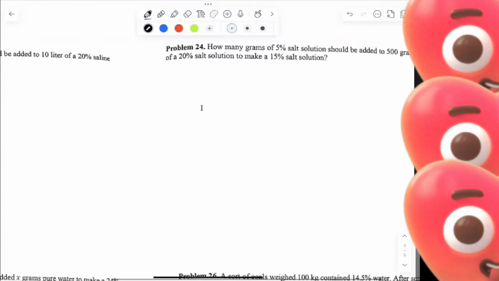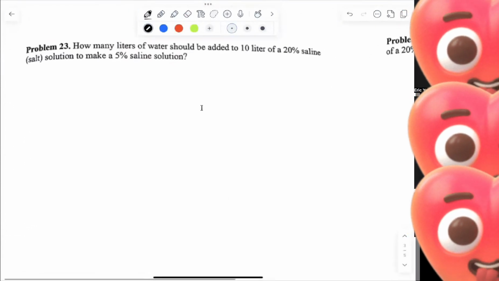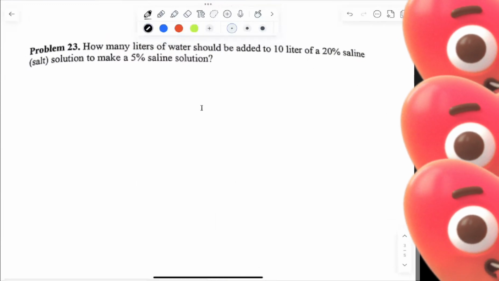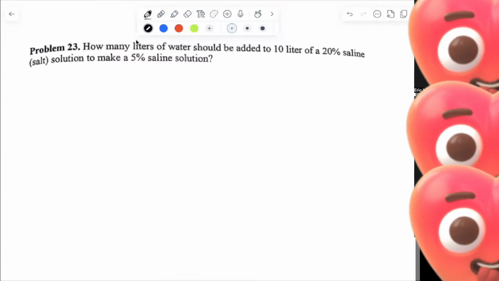Let's move on to problem 23. This is similar, so I'll let you have a try on this question and tell me your answers in chat. It's extremely similar, actually.